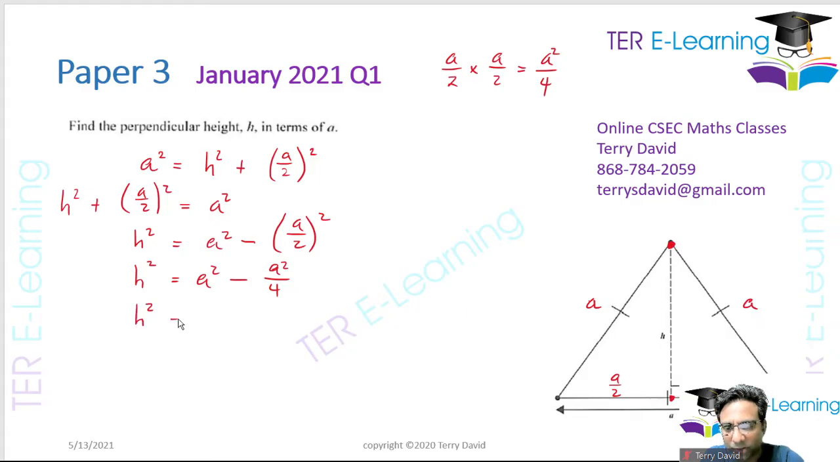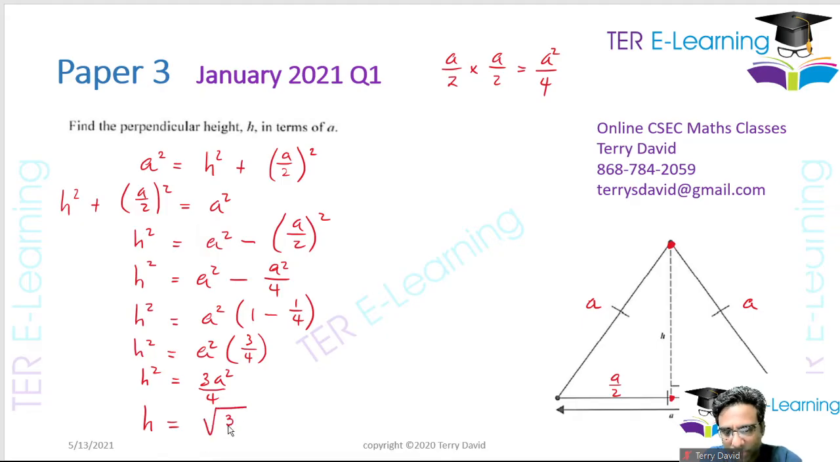Now to simplify this, I can just tell you A squared minus A squared over 4 is really 3/4 A squared, right? But what we could do is factorize this. Pull out A squared, and this will be 1 minus 1/4, right? So therefore, H squared is equal to A squared multiplied by 3/4, right? Because 1 minus 1/4 is going to give me 3/4. So H squared is equal to 3A squared over 4. And therefore, H is equal to the square root of 3A squared over 4, right?